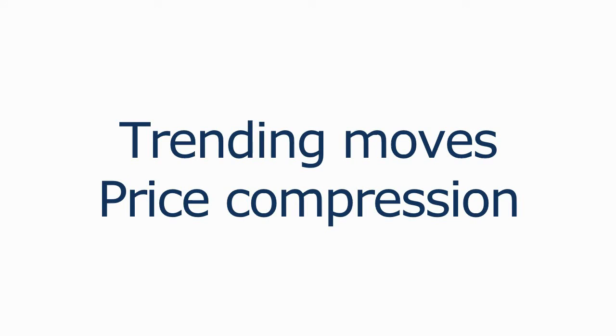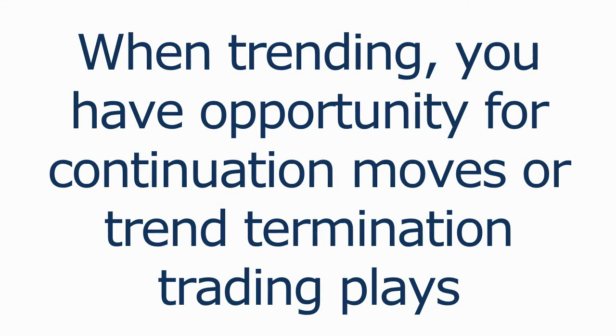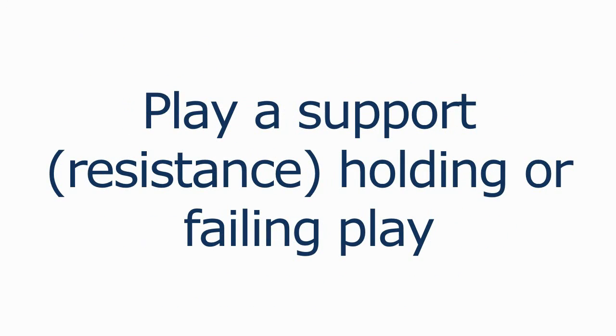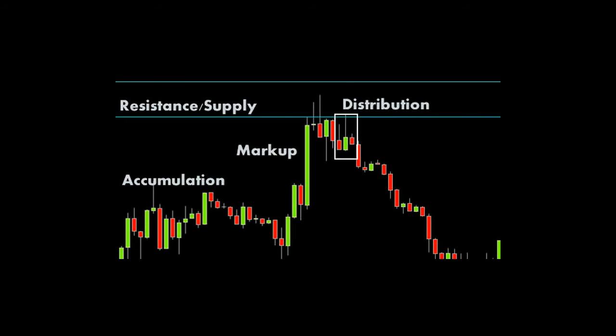Now, markets alternate between trending moves and price compression, and there are opportunities to be had in both states of your market choice. When markets are trending, you have the opportunity for continuation moves or trend termination trading plays. Once the markets find a consolidation area, you now have the opportunity to play a support or resistance holding or failing play. Four types of trades, and there are literally hundreds of ways that you can take advantage of these trading opportunities. In this chart here, there is a move that we see time and time again because it is just the nature of the markets.